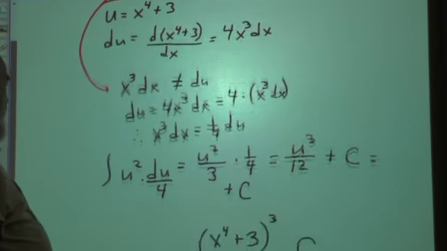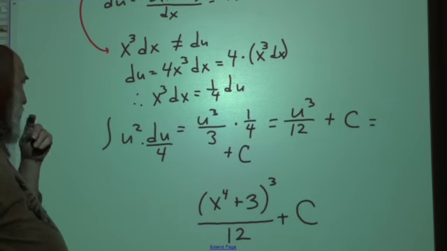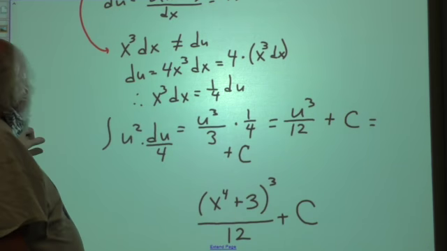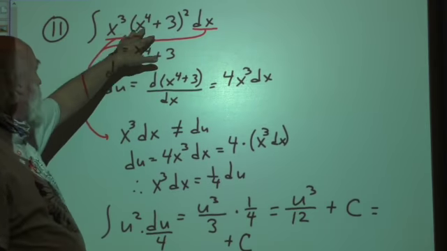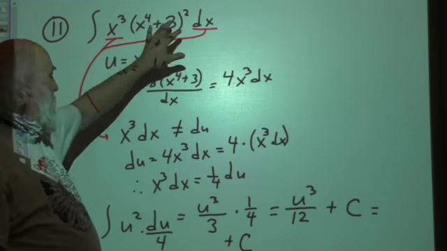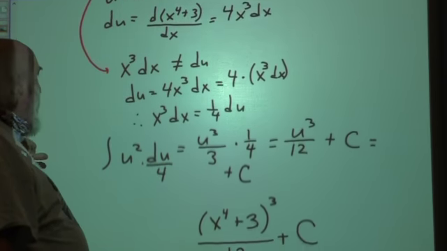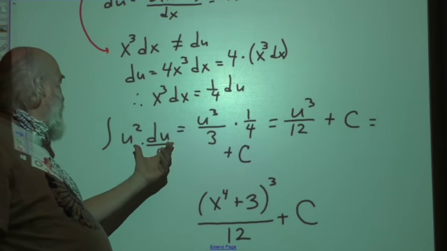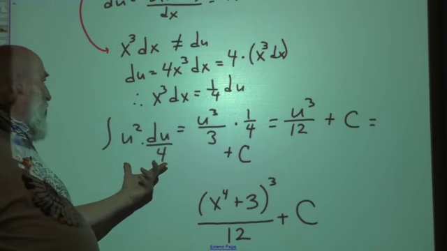So now we get into the integration using just the u's. And as you can see, this is going to be u squared here, and we said that this is equal to 1/4 du. We put that together and we write it like this.